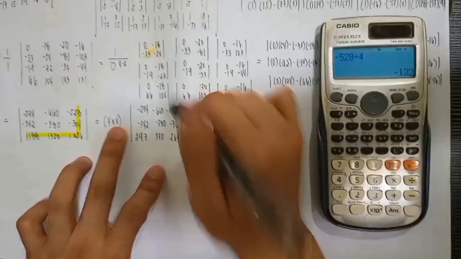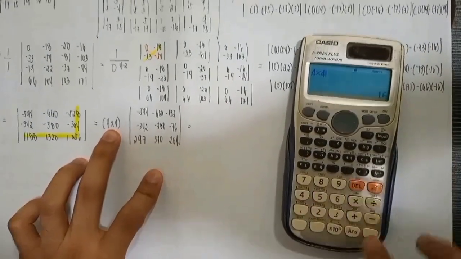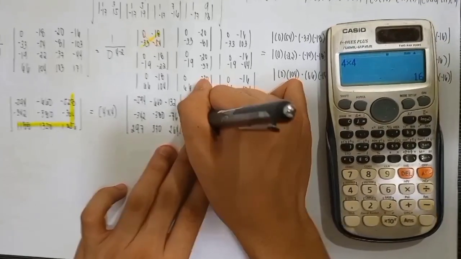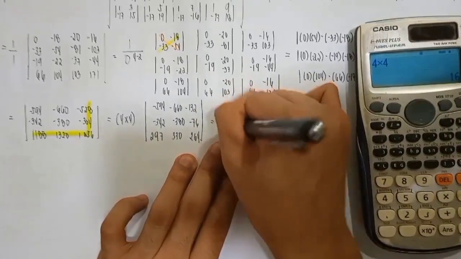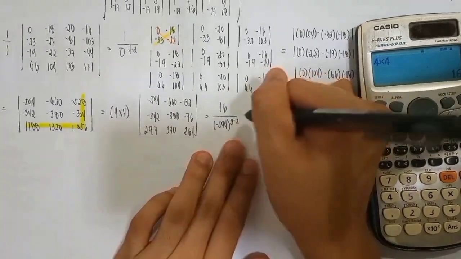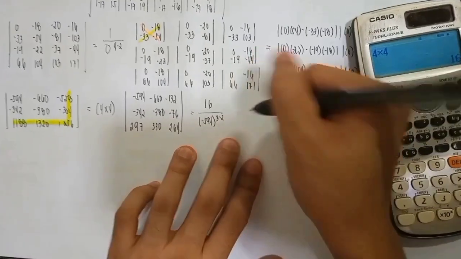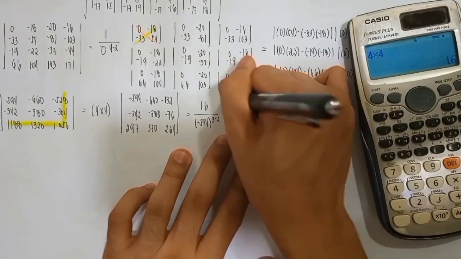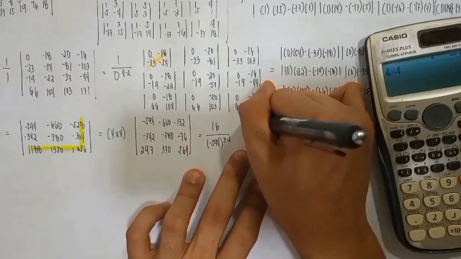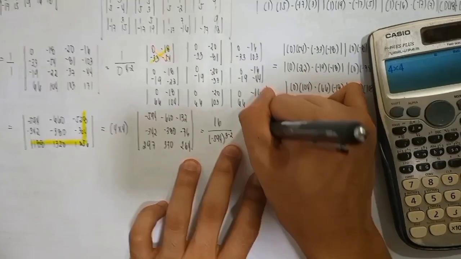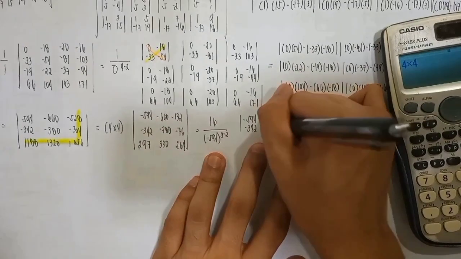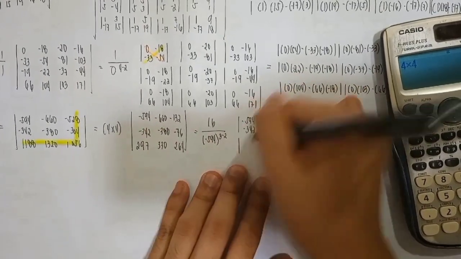We will continue the same process. 4 multiplied by 4 equals 16 divided by the first element of the matrix, which is negative 594, to the power of the order of the matrix, which is 3 minus 2. Next, you have to pick two numbers in the given matrix, which are negative 594 and negative 342, and it would be the same for the entire first row. Then copy negative 660, negative 380, negative 132, and negative 76, and the same process for the following row.